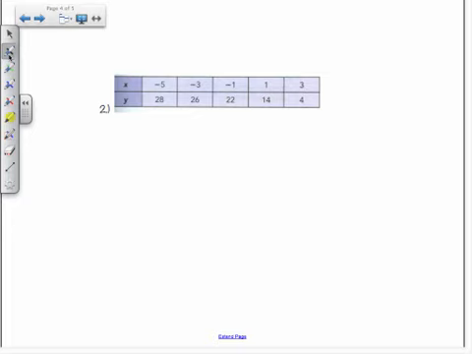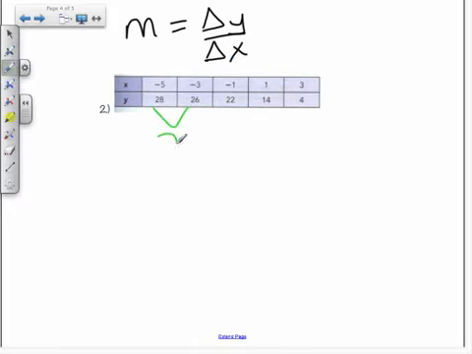We're going to find out what the rate of change is. So remember, the slope is the change in y over the change in x. So I'm going to figure out how much the y is changing by. So from 28 to 26, this is changing by 2, but it's going down by 2, so it's a negative 2. And then from negative 5 to negative 3, this is changing by positive 2. It's increasing by 2. So the rate of change is negative 2 over positive 2, which is negative 1.